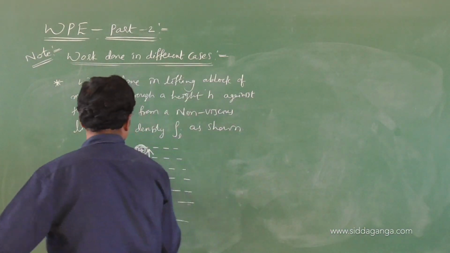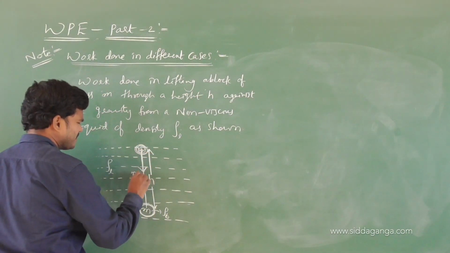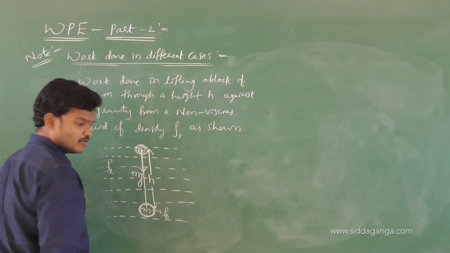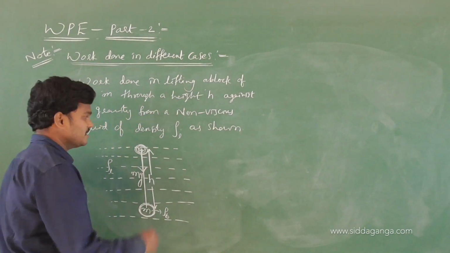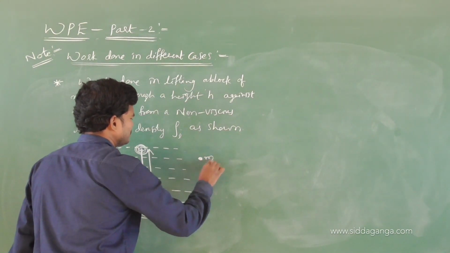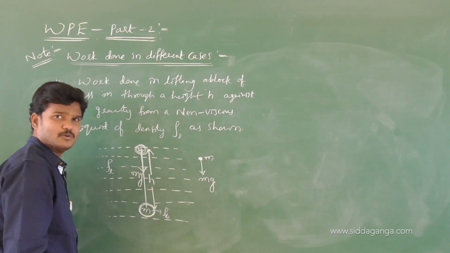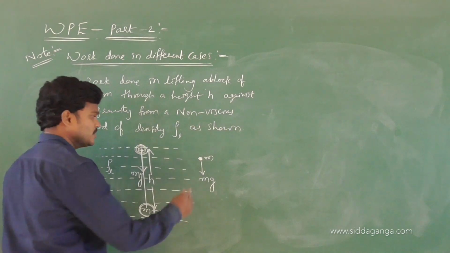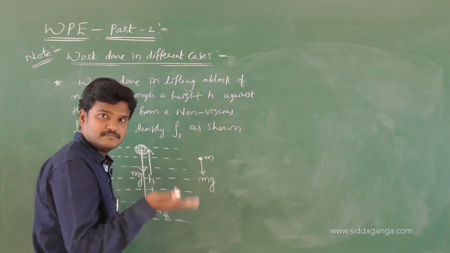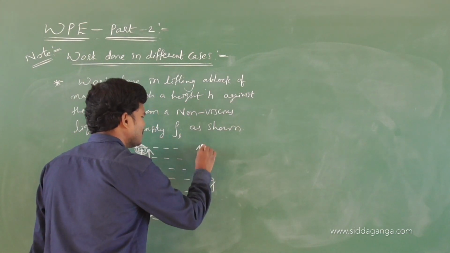Let us see how to calculate effective gravity. Once it is lifted to a height h, you know the weight of this body always acts vertically downwards. Recall the free body diagram concept. Take this as a point mass. What is the weight? Weight of the body always acts vertically downward. And see, this liquid will apply some net upward force. Definitely this liquid will apply some net upward force.